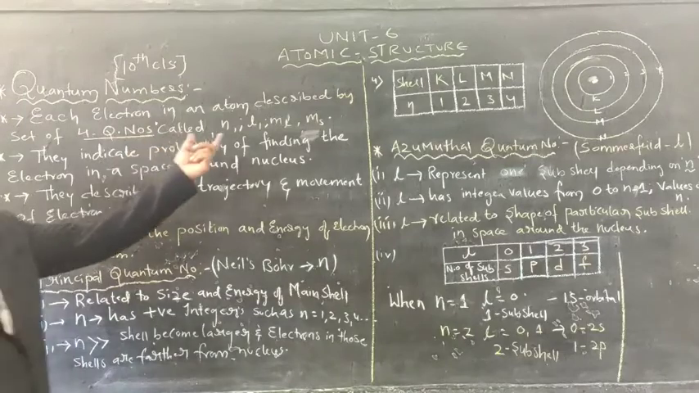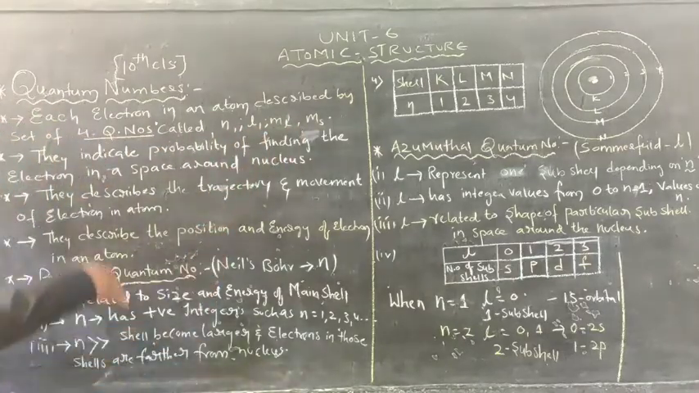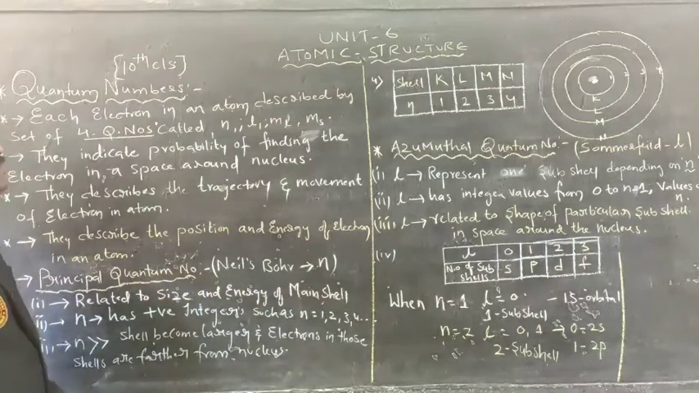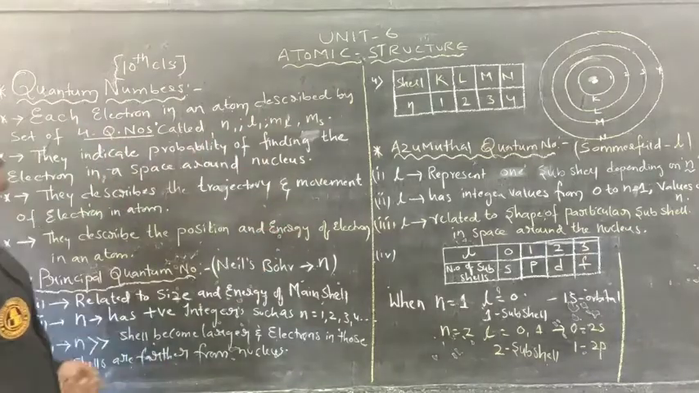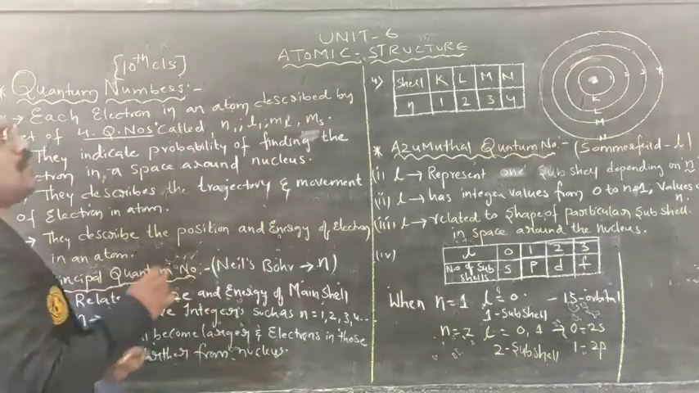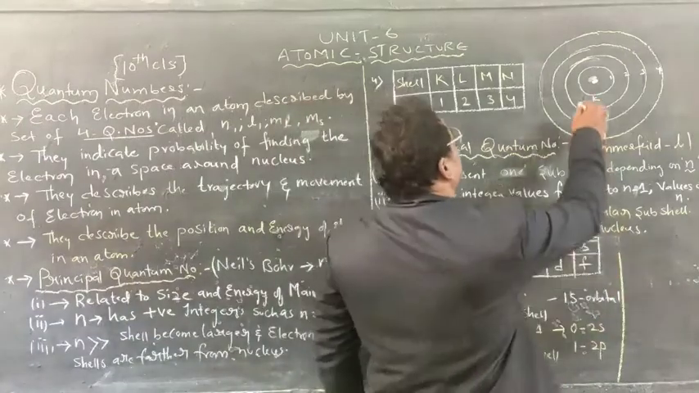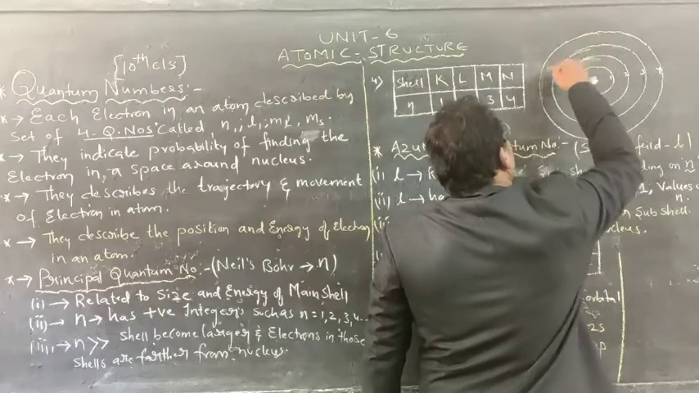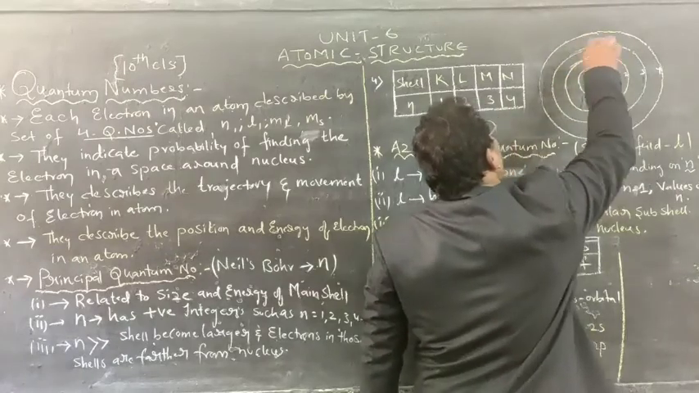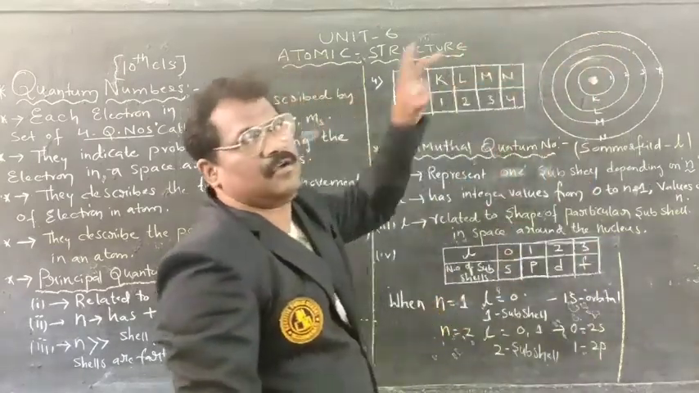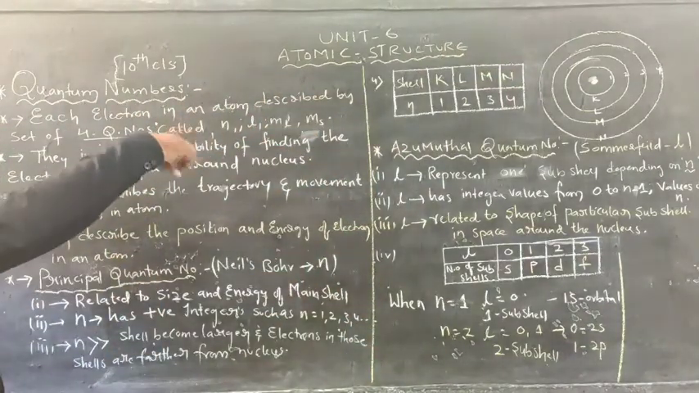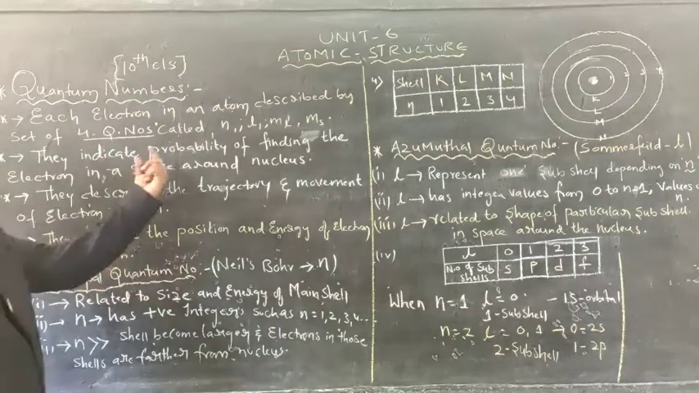What do these quantum numbers give? Atomic orbital information. What is an atomic orbital? The probability of finding the electron in a space around the nucleus. This is the nucleus. Around the space, in main shells as well as subshells, there is a probability of finding an electron. Around the space of a nucleus, around an atom, that is called the atomic orbital.